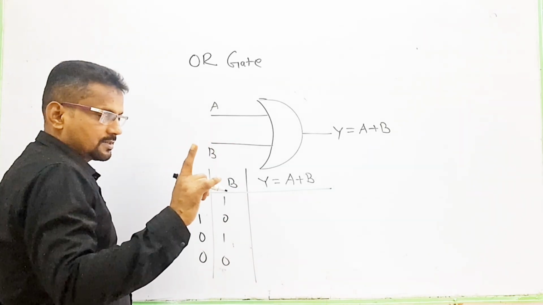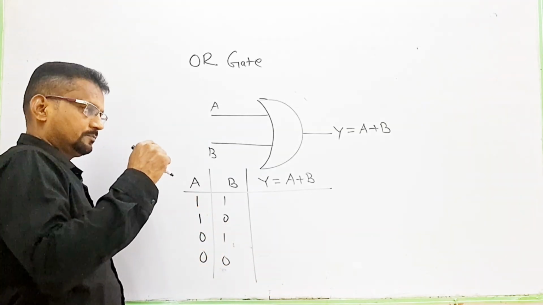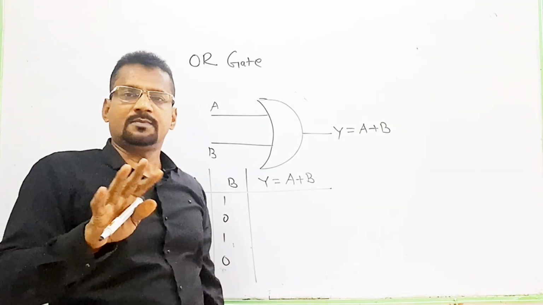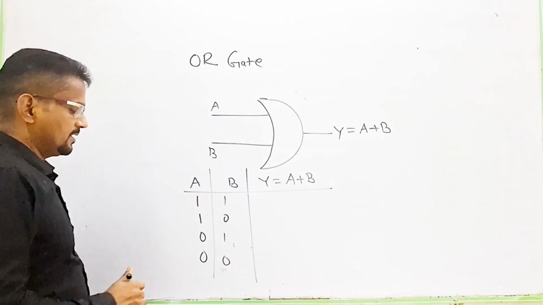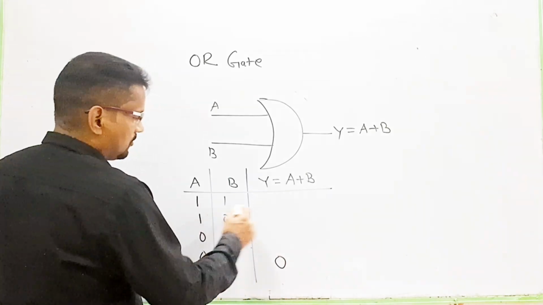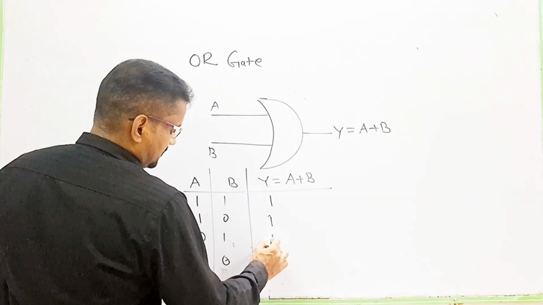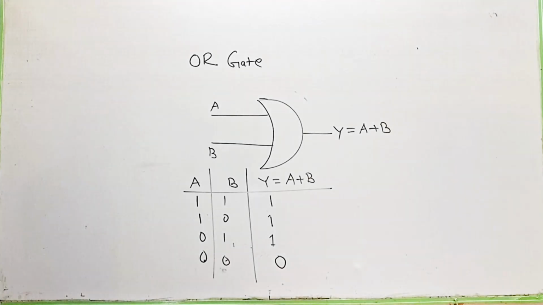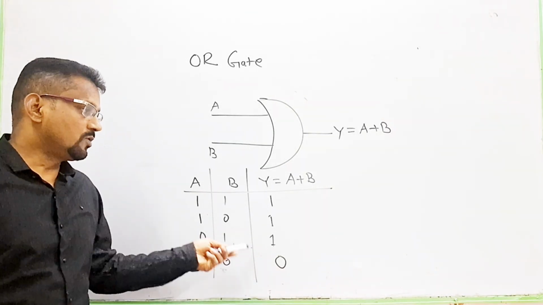Only in one case this will be low. That means both the switches are off. In that case only current will not flow. You can say it is 0, it is low, it is also low. In that case it is 0. In all other cases the truth value will be 1. 1, 1, 1. So this is the truth table for your OR gate. Now it will be more clarified.